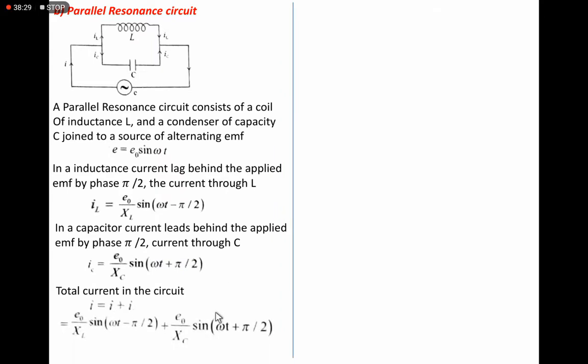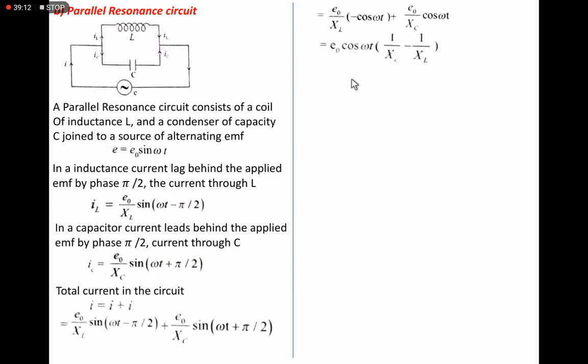According to the equation, we'll write I_L is E naught by XL sine of omega t minus pi by 2, plus E naught by Xc sine of omega t plus pi by 2. In the addition, E naught is common. Here sine of omega t minus pi by 2 is minus cos of omega t, and this is cos of omega t. Now cos omega t is common, E naught is common, only the minus sign differs.